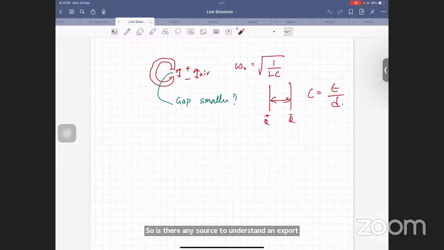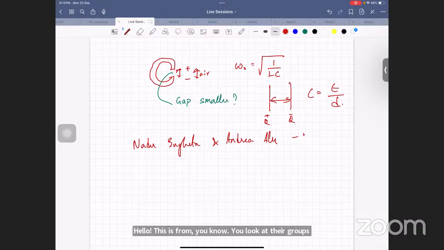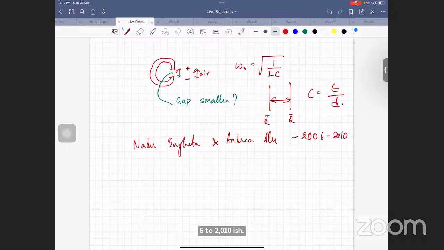I cannot tell you one particular source, but I think a lot of this equivalent circuit idea was pushed by Nader Engheta and Andrea Alu. You look at their groups, basically in the time frame of 2006 to 2010-ish. They have pushed a lot of these ideas. Okay, this is one group.